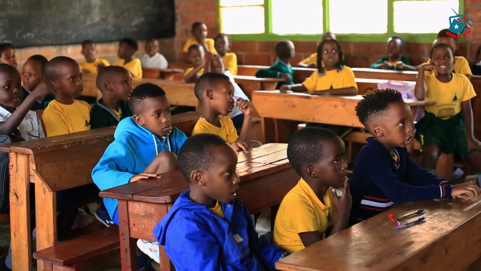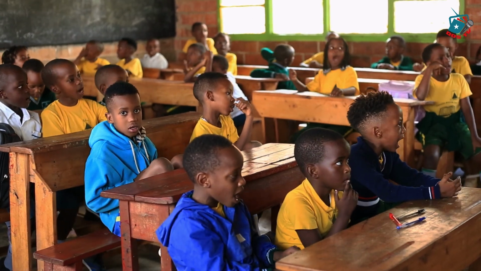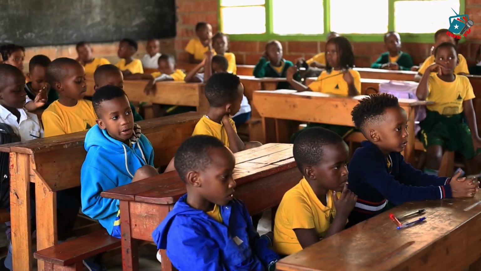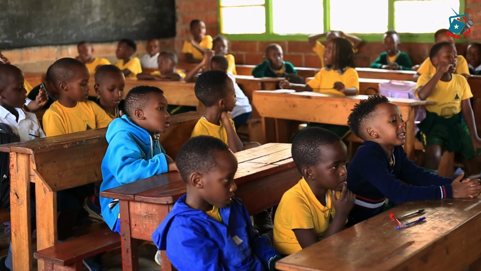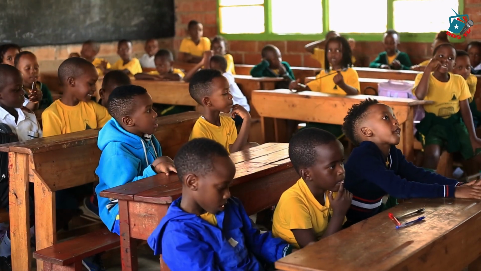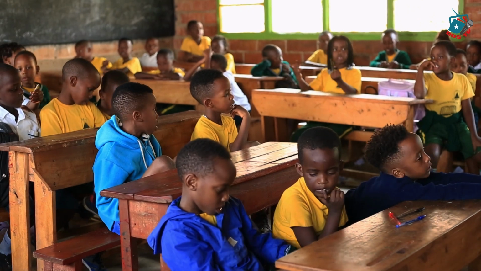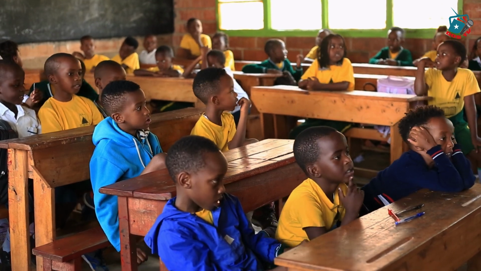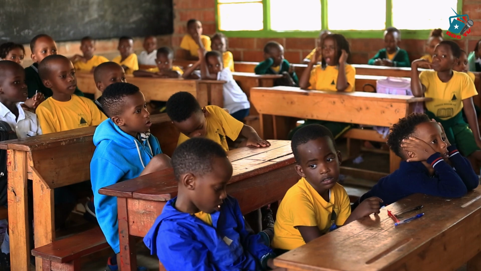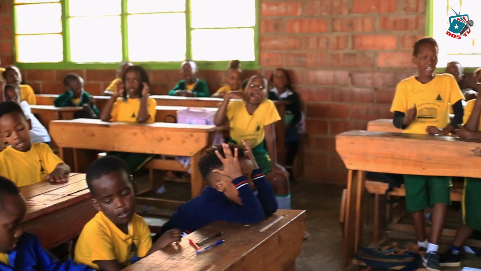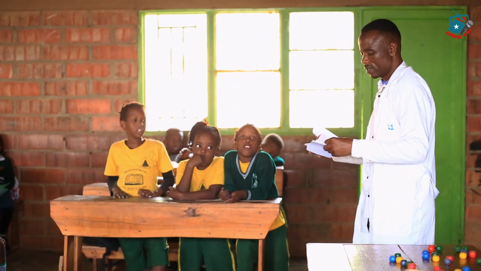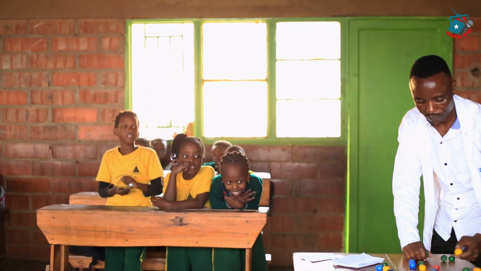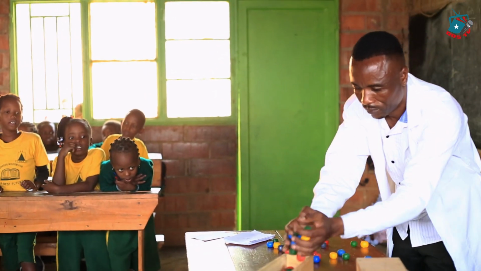3 times 7 equals 21. 3 times 8 equals 24. 3 times 9 equals 27. 3 times 10 equals 30. Good. Clap yourself. 1, 2, 3, 4.